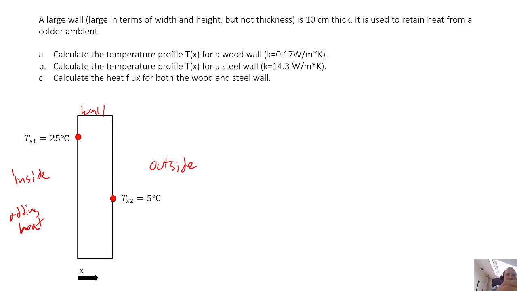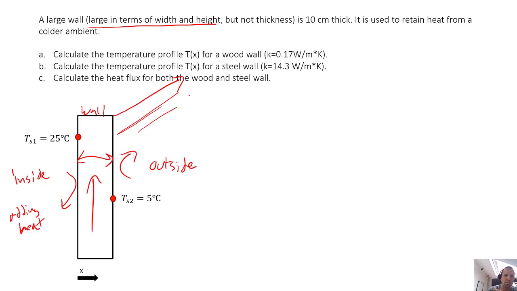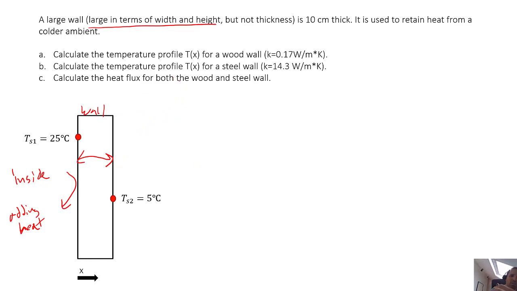The problem actually states that the wall is large in terms of width and height. So it's a tall wall and it's a wide wall, but it is not super thick. It's only 10 centimeters thick. Basically what that tells us is that outside we'd expect there to be some air circulation, inside we'd expect there to be some air circulation, so the air is going to mix things up pretty well, and we'd have a pretty even temperature distribution going down the width of the wall or the height of the wall. However, when we look at the thickness of the wall, we see this stark temperature difference from here to here, so we expect that the wall is going to change in temperature as you go in the x direction.